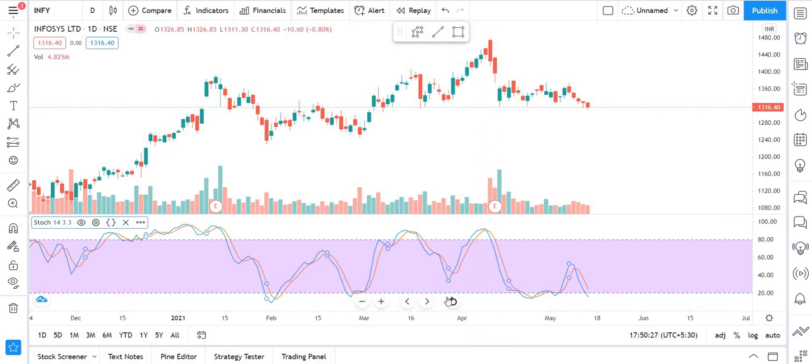And again here also we can see the best example is here, when the prices have not bottomed out, the stochastic has not bottomed out, it has not gone below the 20, but we have seen a crossover between the percentage K and percentage D, and then we have seen a good surge in the prices of Infosys. So this is how this crossover works.